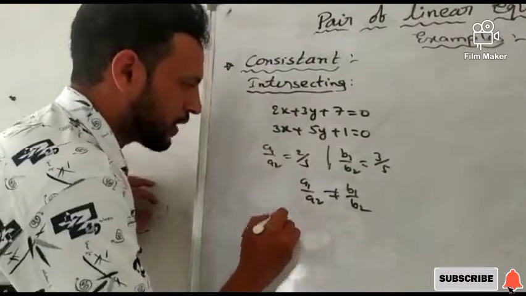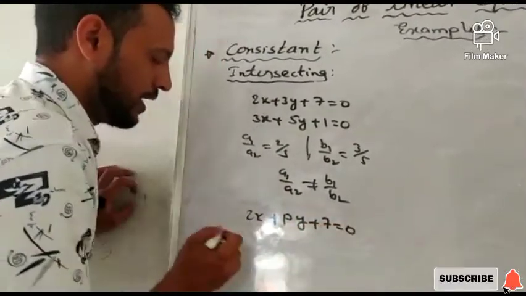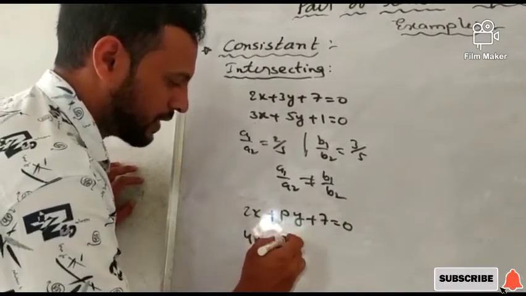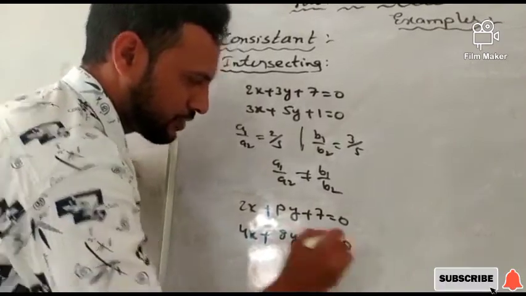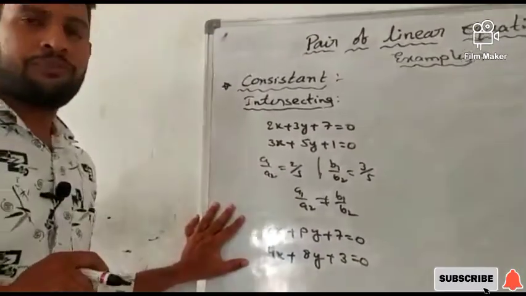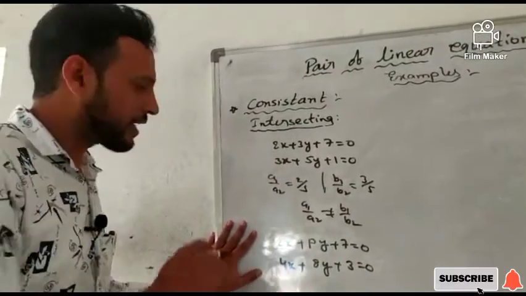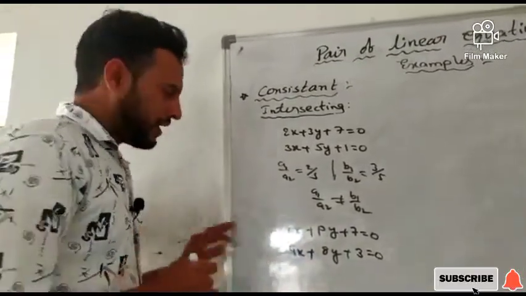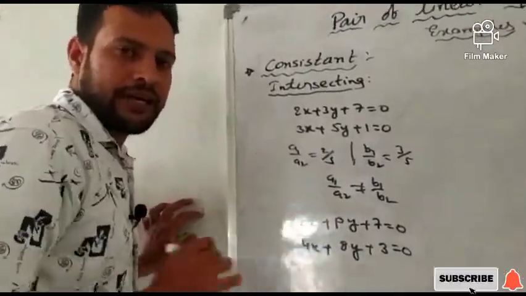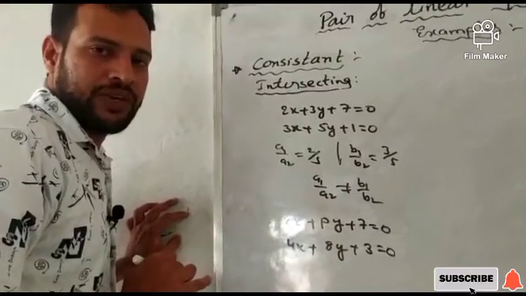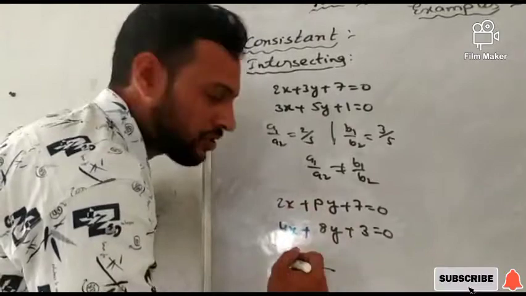Let us see here. 2x plus py plus 7 is equal to 0, and 4x plus 8y plus 3 is equal to 0. For what values of p are the given lines consistent? Okay, listen here. What is the concept of consistent lines? What is the condition? a1 by a2 not equal to b1 by b2. So I am going through that condition only, then I will get the values of p here.